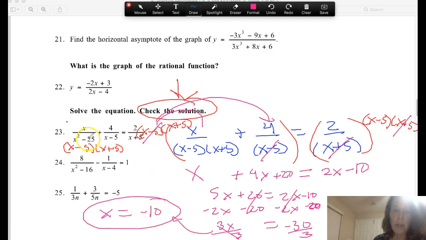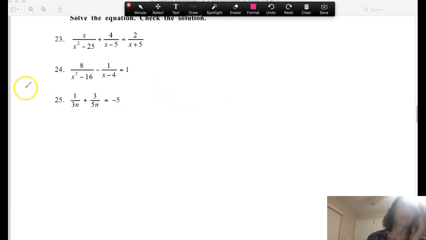I have to check it to make sure it's okay. Go ahead and plug this in. If I put a negative 10 here and square it, this denominator is okay. If I plug in a negative 10 here, negative 10 minus 5 is negative 15. And if I plug in negative 10 here, negative 10 plus 5, none of these give me 0 for a denominator, so this is good. This works.